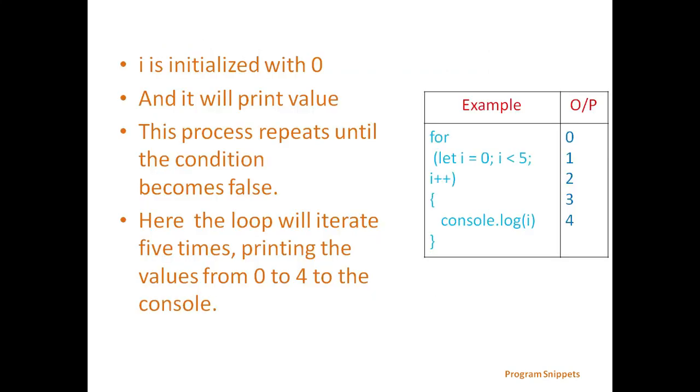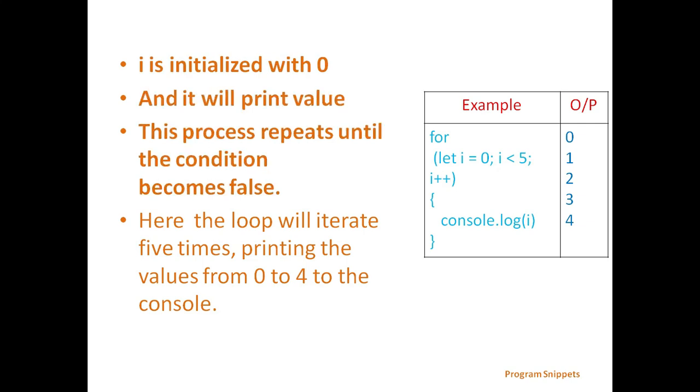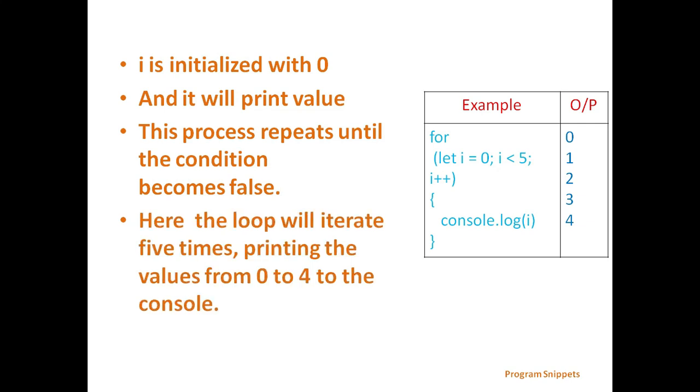Here is an example. Here we have written the for loop. So here i is initialized with 0, and then we will print the value of i. This process is repeated until the condition becomes false. Here the loop will iterate 5 times, which will print the values from 0 to 4.